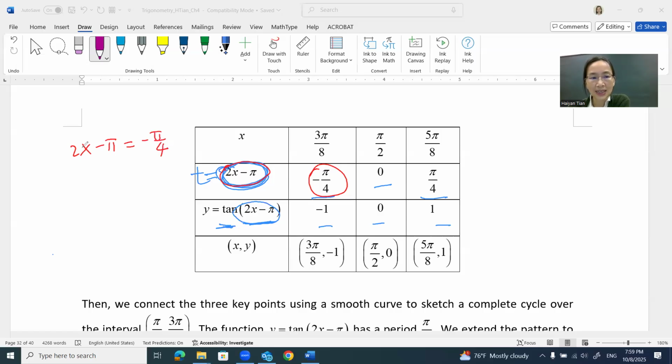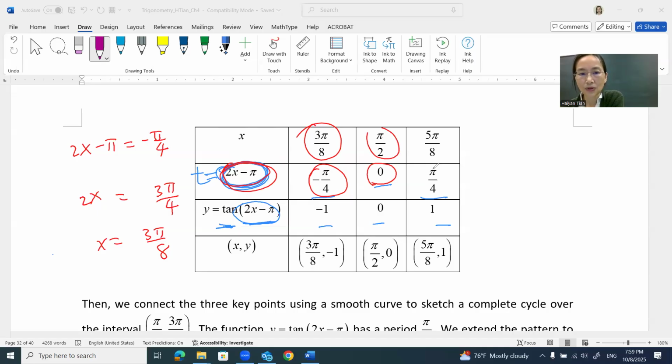So when this quantity t is -pi/4, that implies x has to be, okay, we add pi to both sides. So that's 3 pi/4 when I add pi to both sides. Then x will be 3 pi/8. So that's how I get x. So we can figure out the corresponding x when this 2x minus pi is 0, what is x? When 2x minus pi is pi/4, what is x?